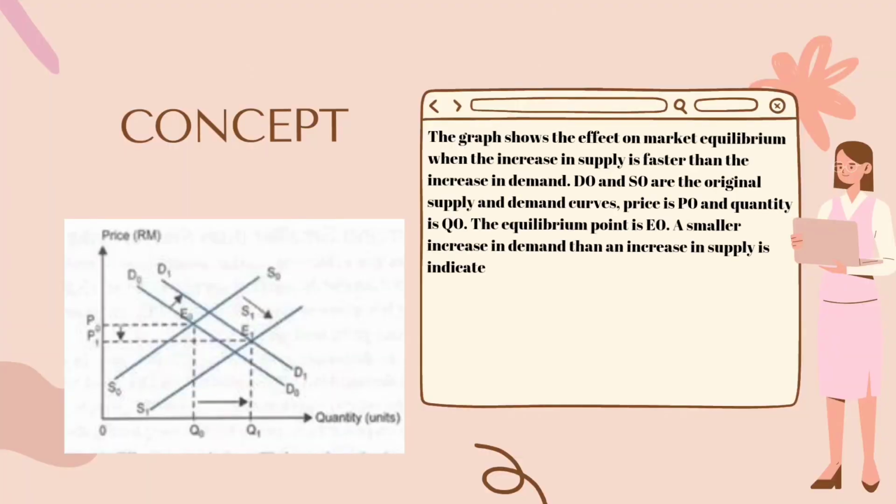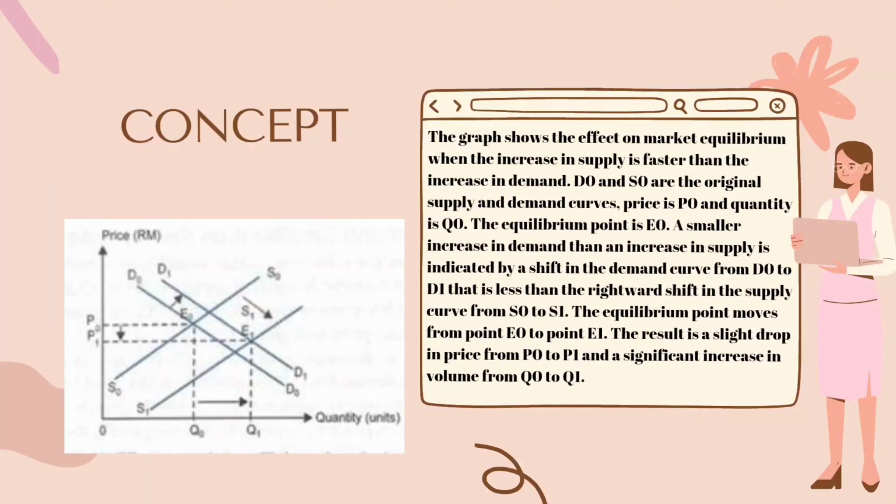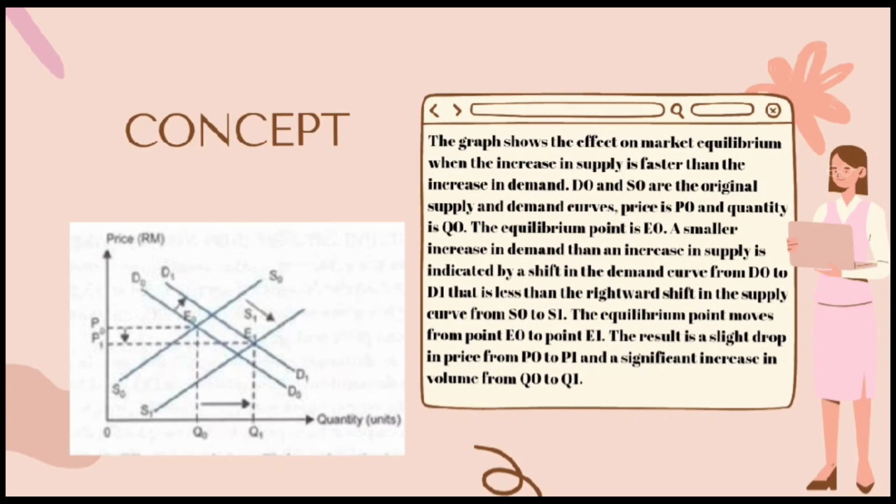Concept. The graph shows the effect on market equilibrium when the increase in supply is faster than the increase in demand. D0 and S0 are the original demand and supply curves. Price is P0 and quantity is Q0. The equilibrium point is E0. A smaller increase in demand than the increase in supply is indicated by a shift in the demand curve from D0 to D1, that is less than the rightward shift in the supply curve from S0 to S1. The equilibrium point moves from point E0 to point E1.